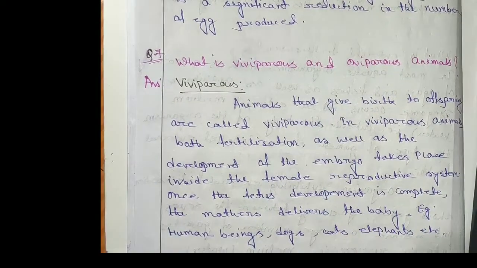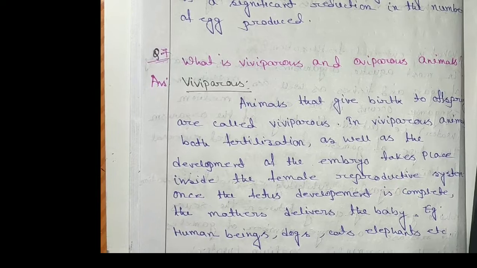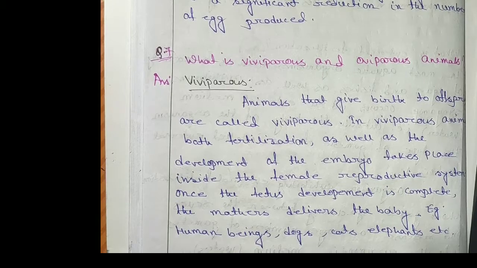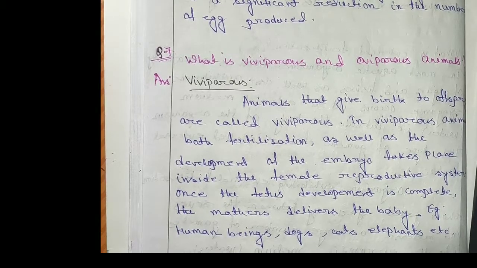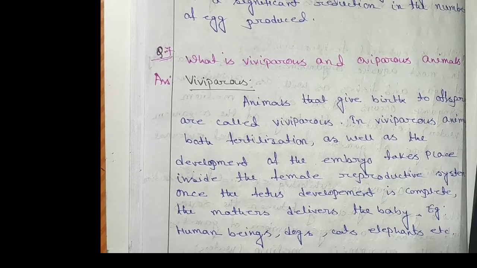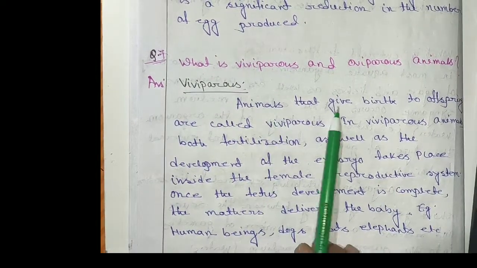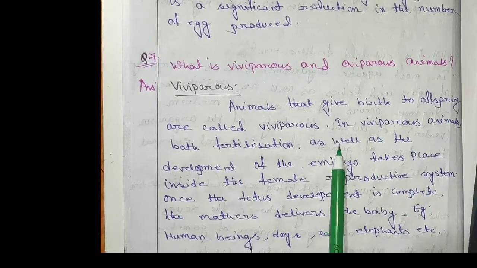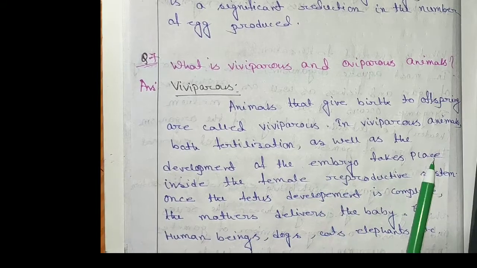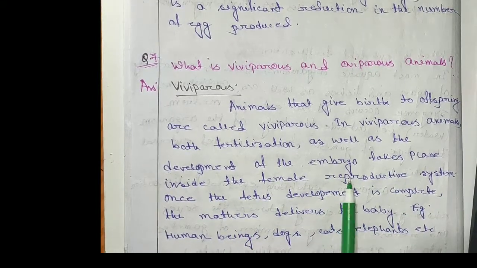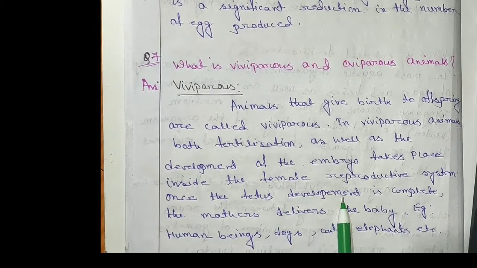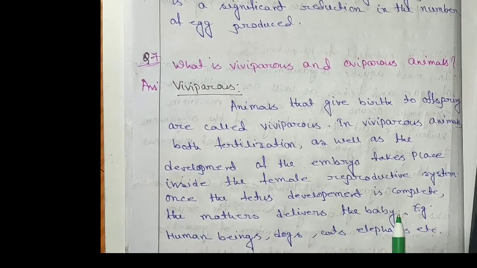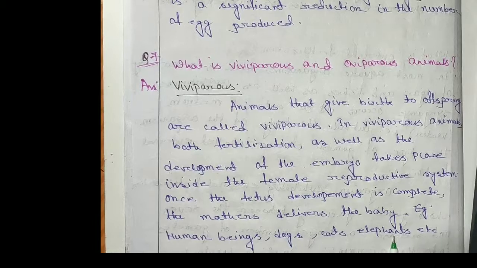Now, what are viviparous and oviparous animals? Viviparous means animals which give direct birth to individuals, and oviparous means animals which lay eggs. Animals that give birth to offspring are called viviparous. In viviparous animals, both fertilization as well as development of the embryo take place inside the female reproductive system. Once the fetus development is complete, the mother delivers the baby. Examples: human beings, dogs, cats, elephants, etc.